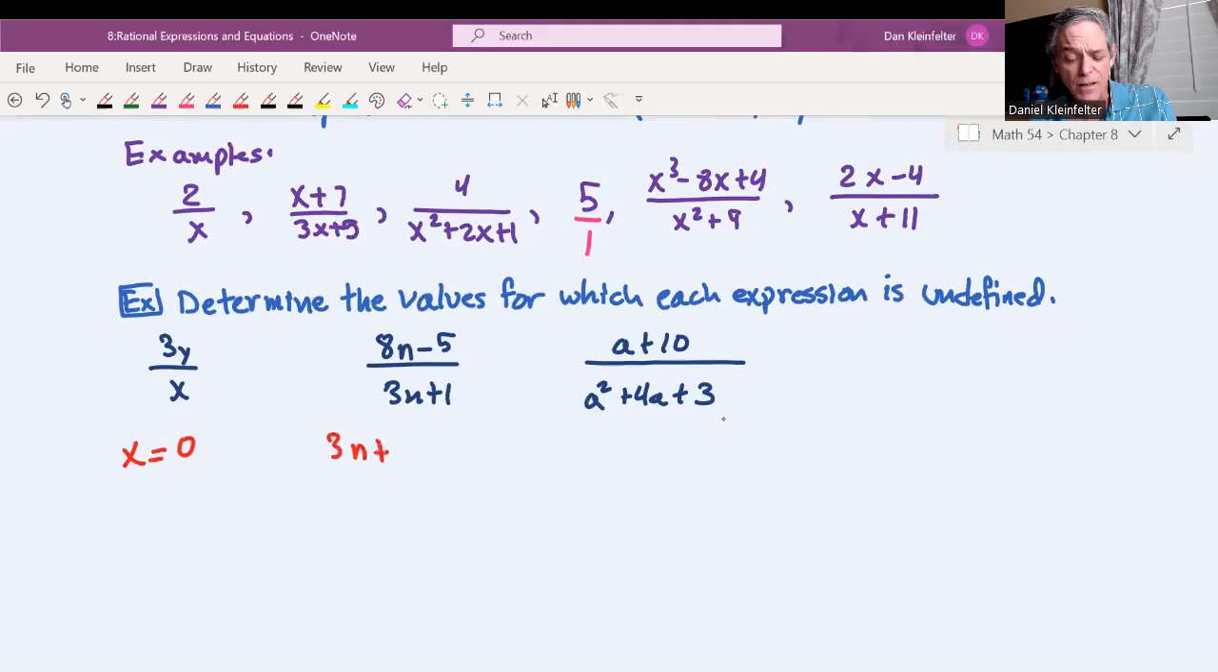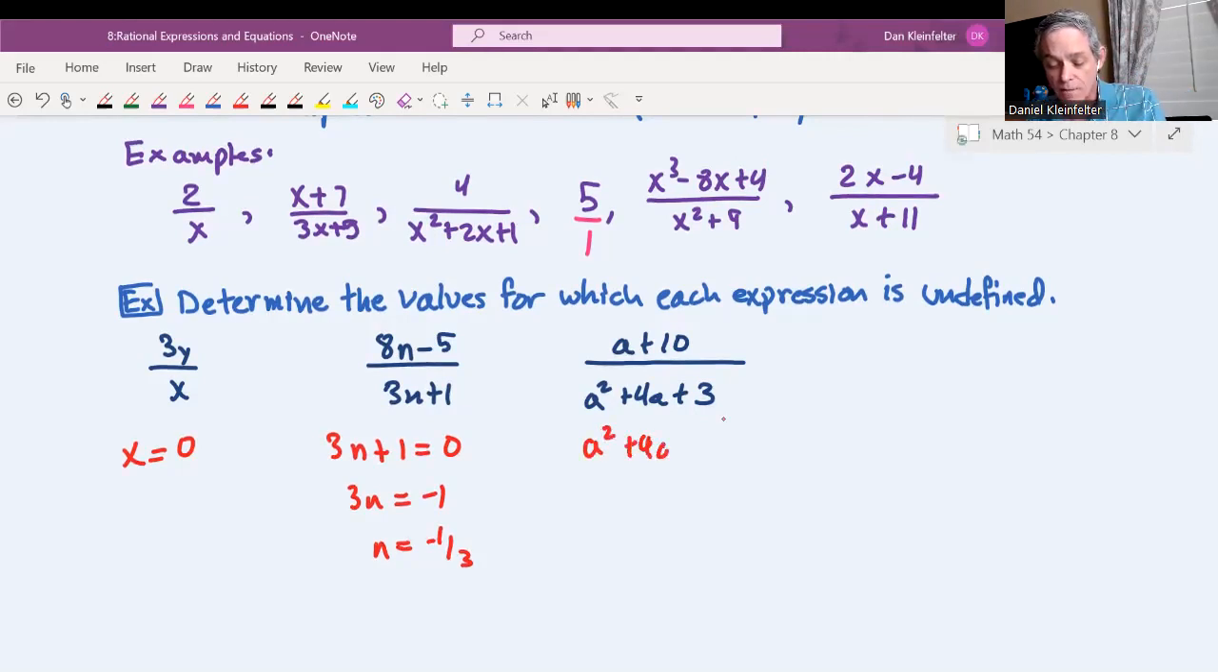Again, the denominator is what we have to worry about. The numerator, it doesn't matter what the numerator is. We do need to find out what makes the denominator 0. So we'll solve the equation 3n plus 1 equals 0, and it'll turn out that n is negative 1/3. So that would be a value we would need to exclude from the denominator.